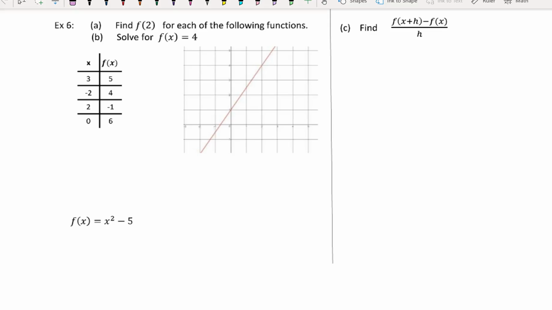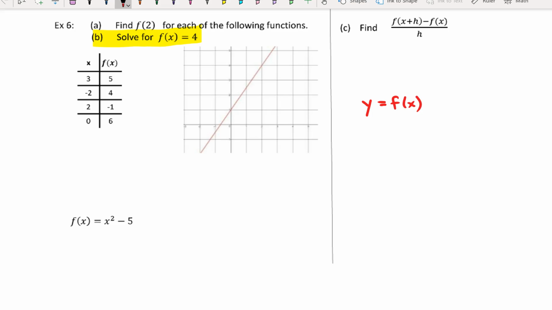Welcome back. Let's take a look at the second part of this example. We're looking to solve for x when f of x equals 4. So just to remind you what that notation means, remember that y is the same thing as f of x.